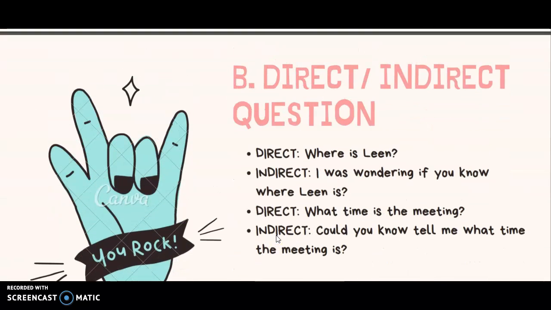The second method is direct and indirect questions. We can use certain sentences to change the questions to be direct or indirect. For the first one, direct: where is Lin? You can use a different context or different sentences to make it into an indirect question. For example, I was wondering if you know where Lin is. It is the same context and delivers the same message, but it uses different sentences.